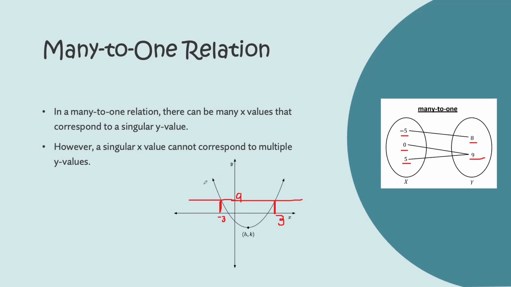But if you look at the x values, each x value is only giving us one y value. You can't put in the number 3 in a quadratic and get two different answers. If you put in y equals 3 squared, you're only going to get one answer. We're never going to get two answers.